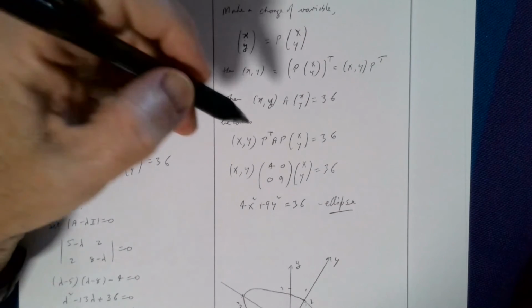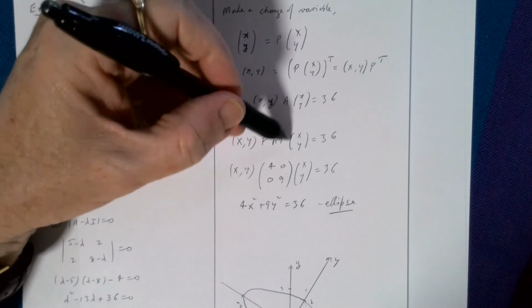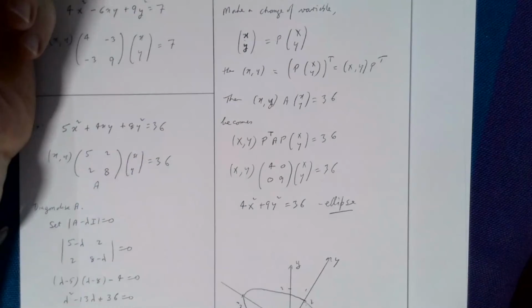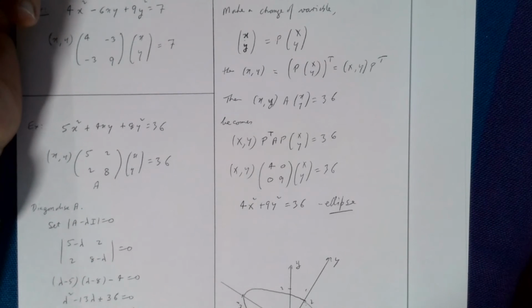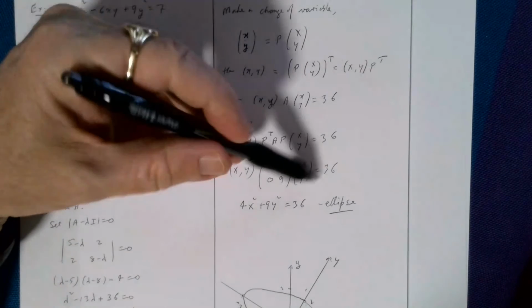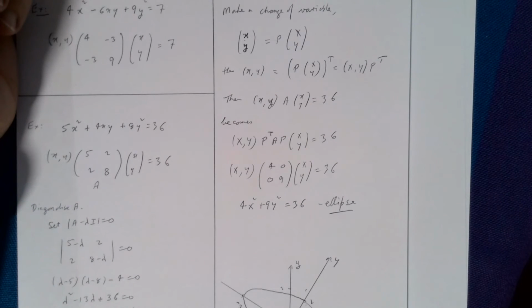And now P transpose is P inverse, and P inverse AP will diagonalize and produce a diagonal matrix, of course, with the eigenvalues on the main diagonal. And now we can expand back out again, and we see that 4x squared plus 9y squared is 36, which we immediately recognize as an ellipse. So that was the ellipse, in fact, that we started with.